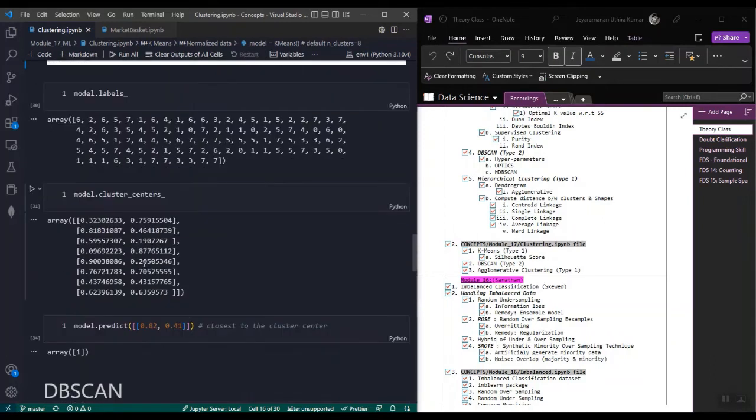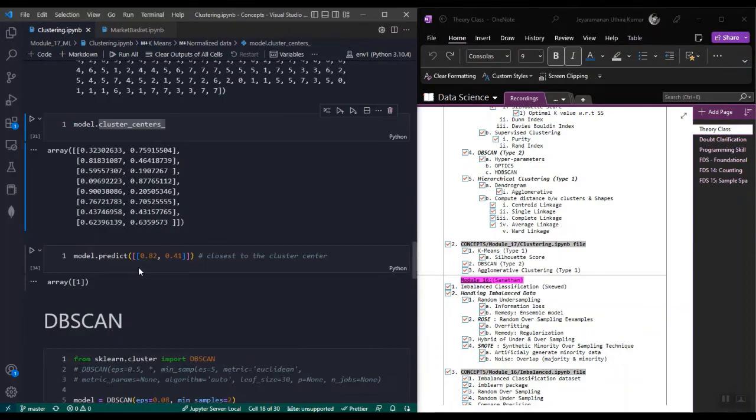Okay, so these are the cluster locations. Cluster centers are nothing but x comma y, so for 8 clusters, 8 coordinates. If you want to predict for a particular value, let's say this is a particular value, which class does it belong to? It belongs to class 1. This value can be identified right here, 0.82 comma 0.41. So it belongs to class 1, not class 0. We can just know that.